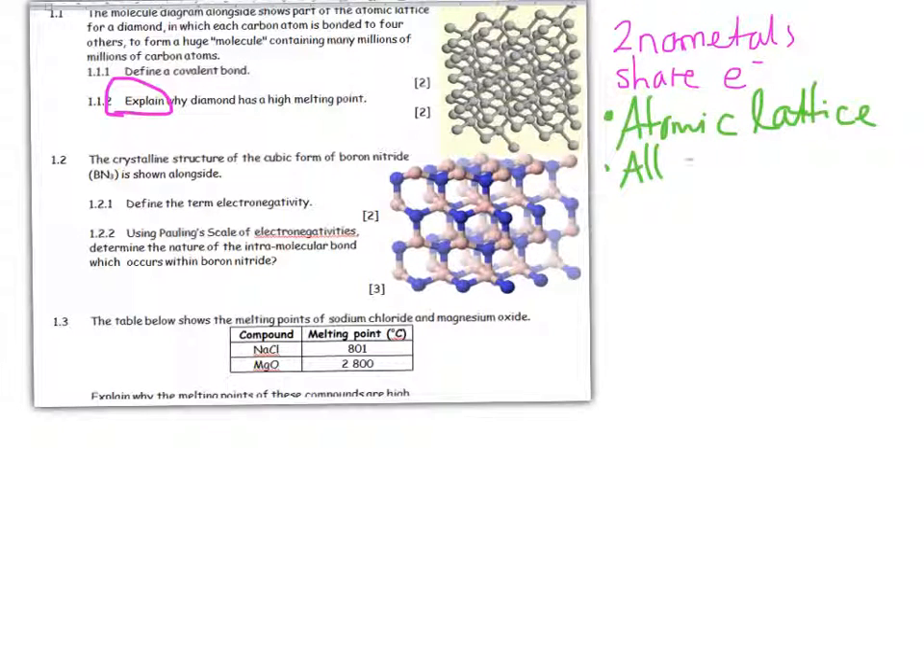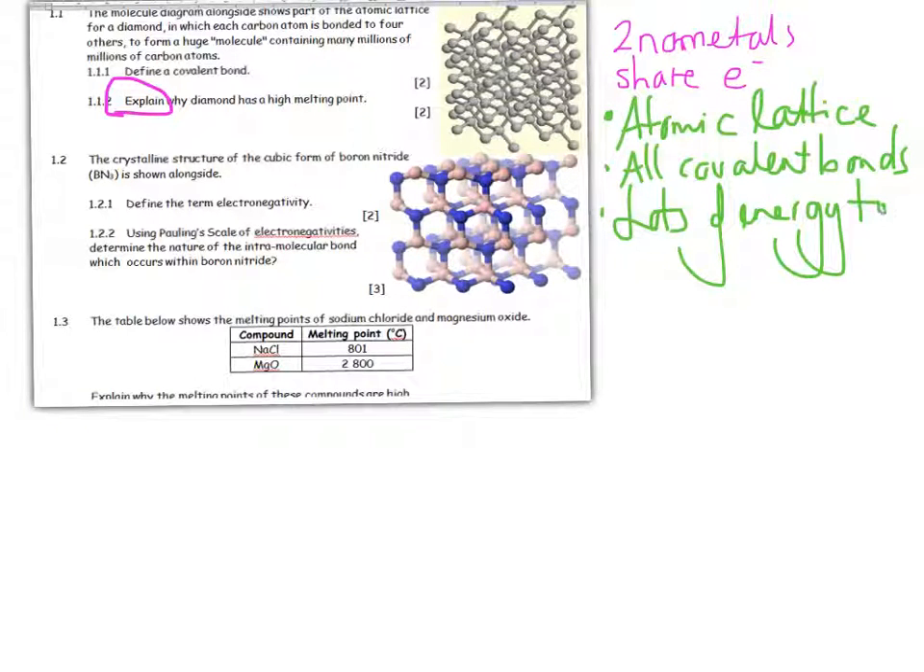All covalent bonds, lots of energy to break up the lattice. How you articulated this also counted for some of the 2 marks, and sometimes you got 1.5 if it kind of came out as some jumbled, garbled mess.